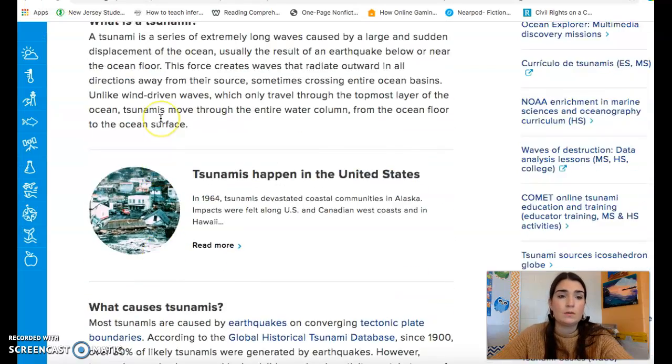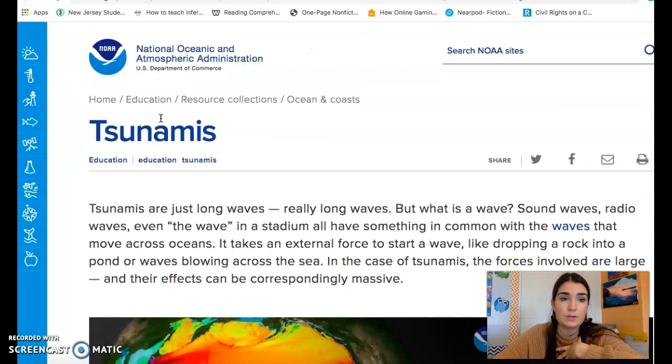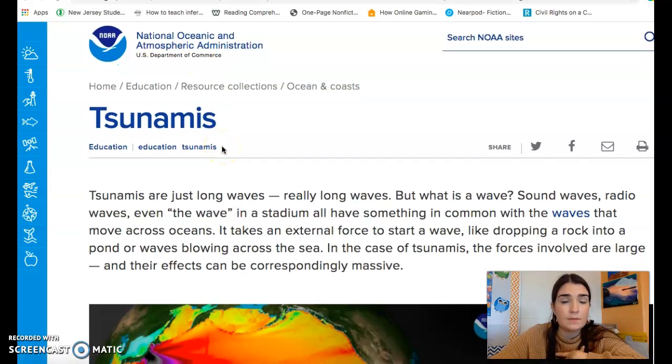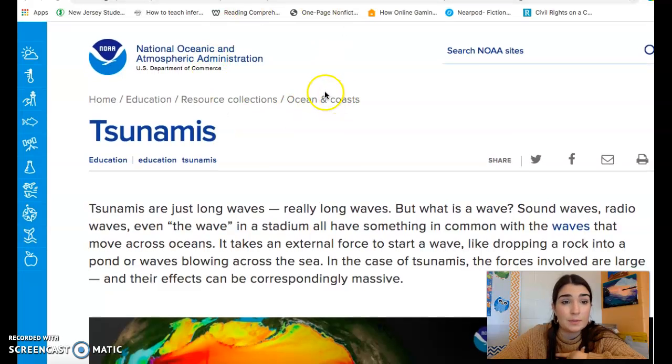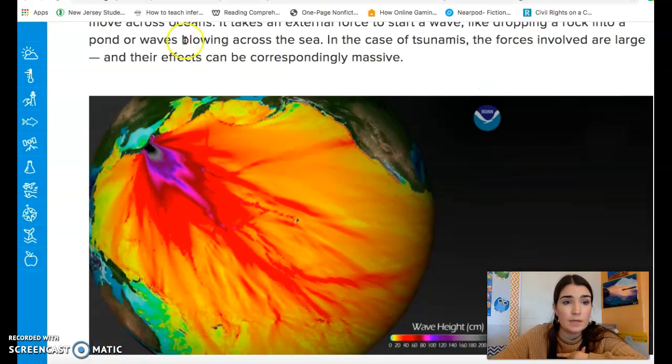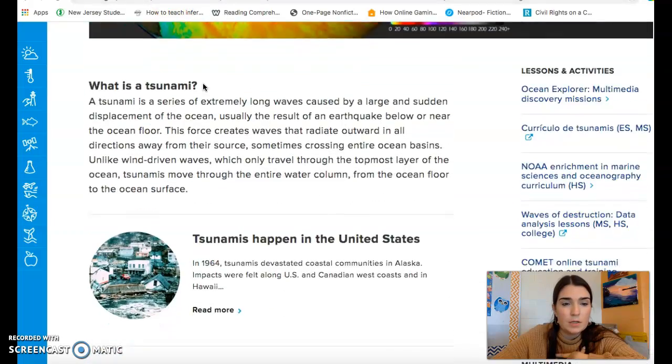So in one of the articles that I read when I was doing my research was this tsunamis article from the National Oceanic and Atmospheric Administration. We know that it's a reliable source because it says U.S. Department, and it's a .gov website. I don't know if you could see that on the top of my screen. So we're going to scroll down here.